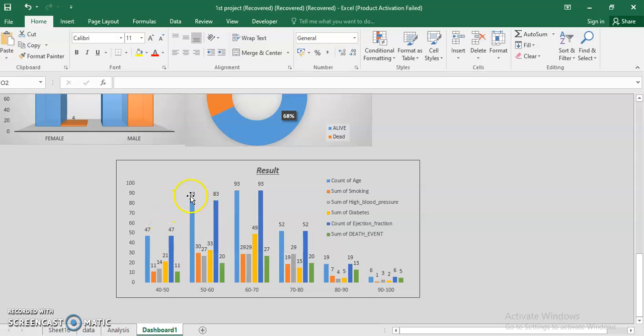We can also see that 83 patients belong to the 50 to 60 age criteria, and all 83 are facing ejection fraction problem also. We can clearly see that in age criteria between 90 to 100, ejection fraction is playing an important role. Here we can see that 6 have ejection fraction problem, and 5 of them are already dead.